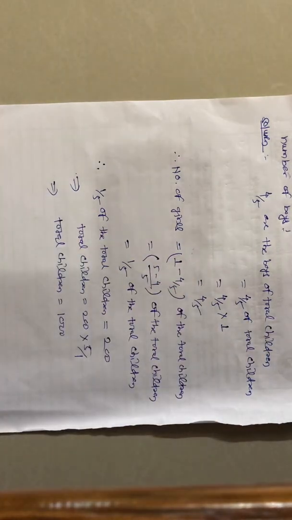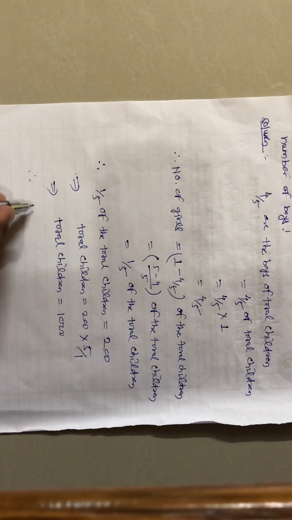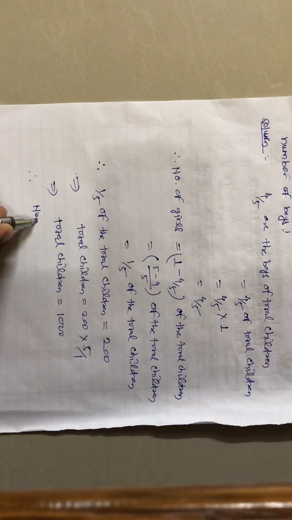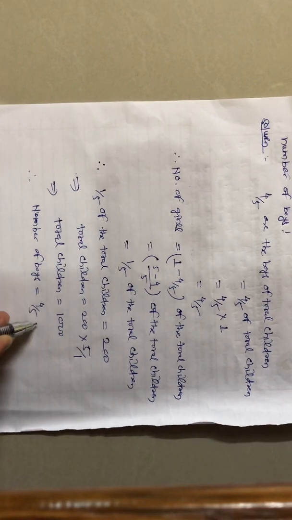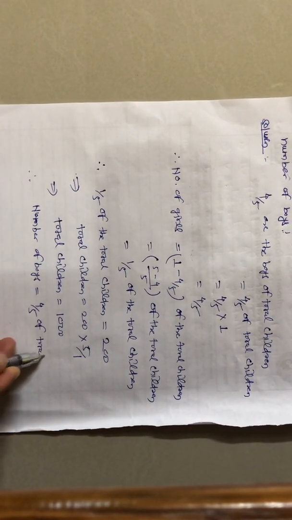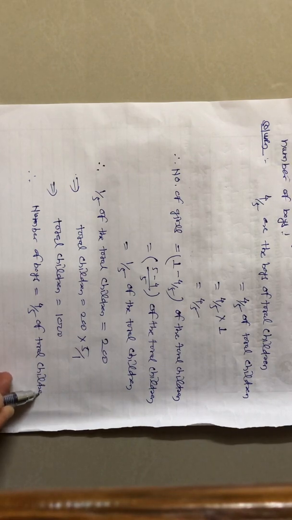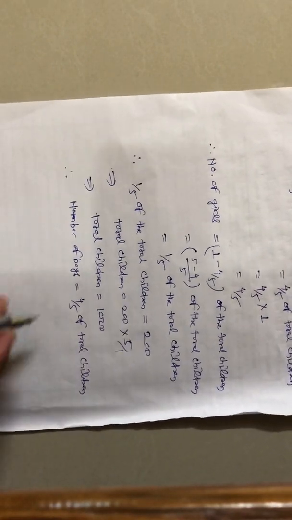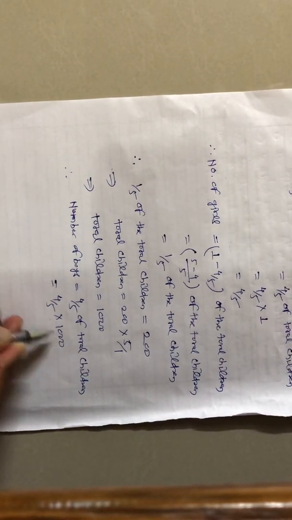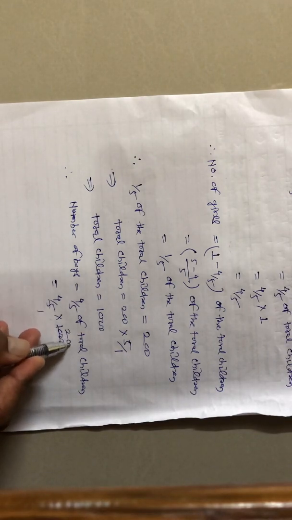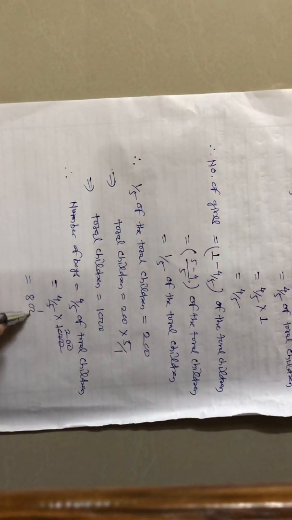Now we have to find out the number of boys. Therefore number of boys is equal to 4 by 5 of total children. So which is equal to 4 upon 5 of, means multiply, total children 1000. 5 ones are 5, 5 twos are 10, 0 0, 4 twos are 8, so 800. So total number of boys in a school are 800.